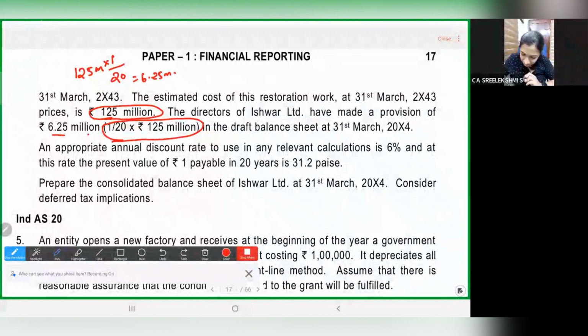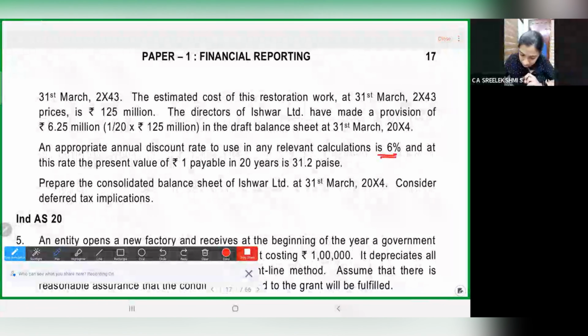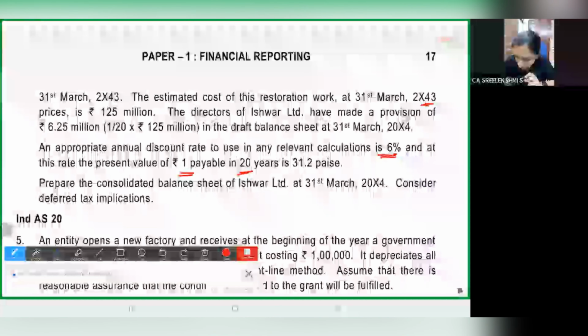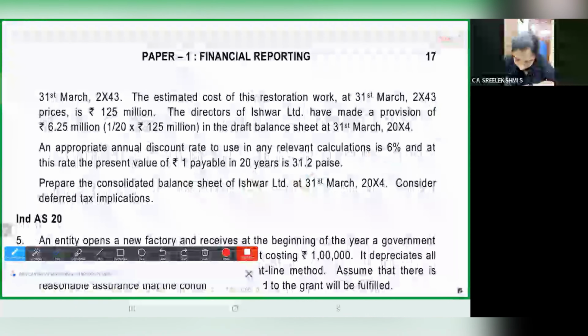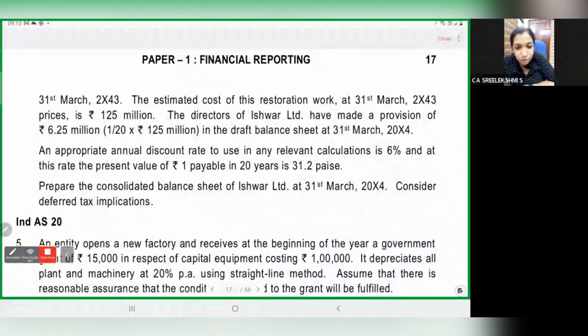An appropriate annual discount rate to be used was 6% and the 1 rupee payable after 20 years. 40 years and 20 years. PV അല്ലേ എടുക്കണ്ടേ? അതെ, yes, PV was to be taken. 31.2 പൈസയാണ്. ഇത് 0.312 ആണ് factor. 40 years, in between I said by mistake 20 years. Prepare consolidated balance sheet. Deferred tax ഒക്കെ ഞങ്ങൾ കൺസിഡർ ചെയ്യും.